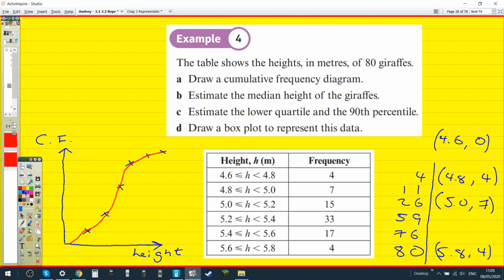How would you do part B? Would I look at where the 40th giraffe is in which height, and then that'll tell me the median height of the giraffes? Yeah. How would you do part C?